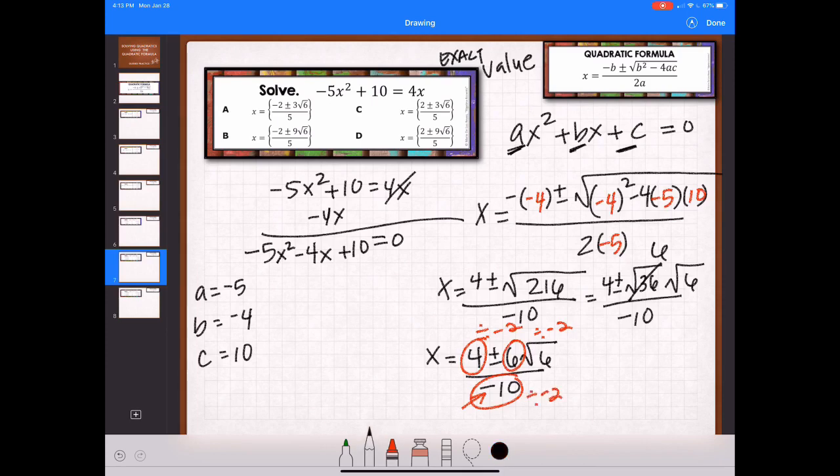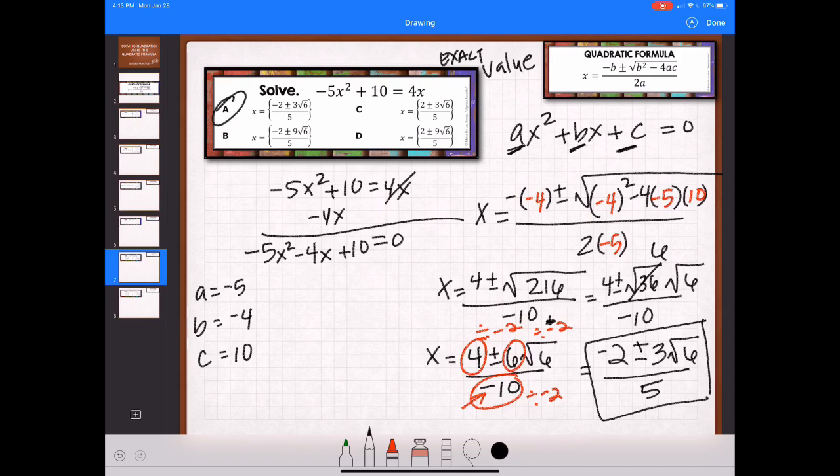And when I divide everything by negative 2, I get 4 divided by negative 2 is negative 2. And because of this plus or minus, this negative right here is not really going to affect anything when I divide. So 6 divided by 2 is 3, radical 6. And then negative 10 divided by negative 2 is 5. So this would be my final exact value answer. So negative 2 plus or minus 3 radical 6 over 5. The answer choice is A.